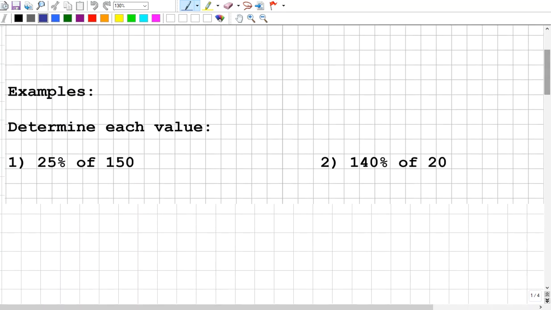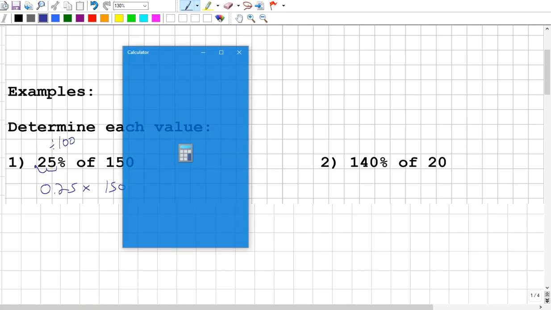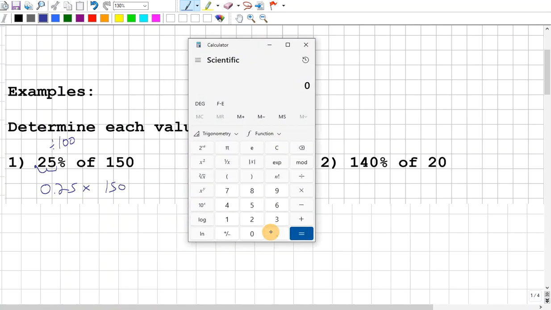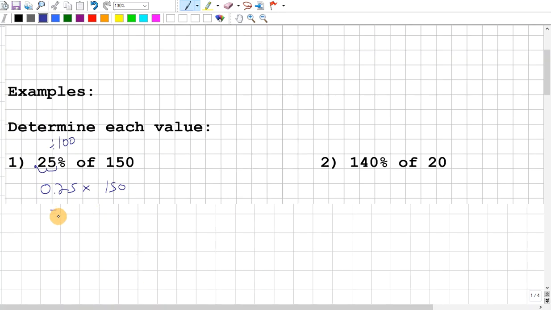It seems so simple. Okay, so for the examples, determine each value. First, we're going to convert this percent to a decimal. Do you remember how we do that? We divide by 100. So I take the value of 25, I move the decimal place 2, I get 0.25. "Of" means multiply, and then 150 stays the same. It's not a percent or a decimal, so I don't need to change anything. So I end up getting 0.25 multiplied by 150, and it's 37.5. Okay, so hopefully that makes sense.